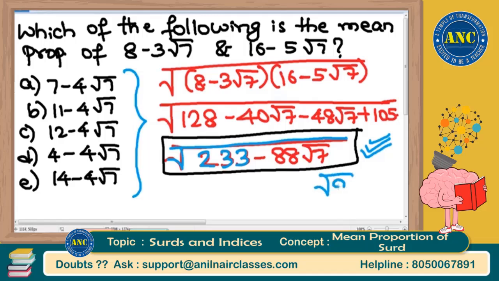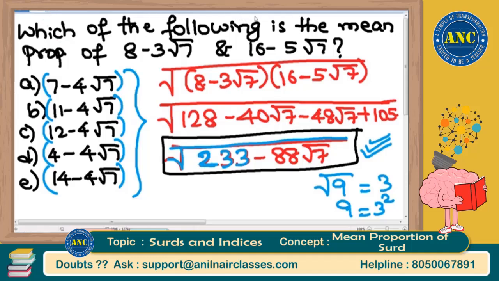Suppose for example square root of 9 is 3. 9 can be written as 3 square. That means all the answer options I will square and check. Whichever value I get inside the square root, like this 233 minus something, that should be the answer. But an even smarter approach is, observe carefully, the B term in each option is 4 root 7.